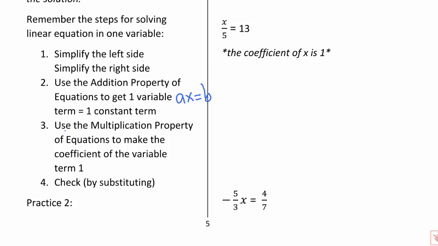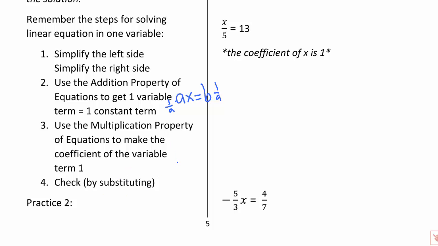The third thing is to say we want to use the multiplication property of equality to make the coefficient of the variable term 1. Now we can do this by multiplying both sides here by 1 over a, or you can think of that as dividing by a, whichever one is easiest to think of. Sometimes it's easiest to multiply by the reciprocal, which is what I did by multiplying by 1 over a. Sometimes it's easiest just to divide by whatever number's right here. And the fourth one is to check by substituting it back into the original problem, just like what we did with the previous examples.